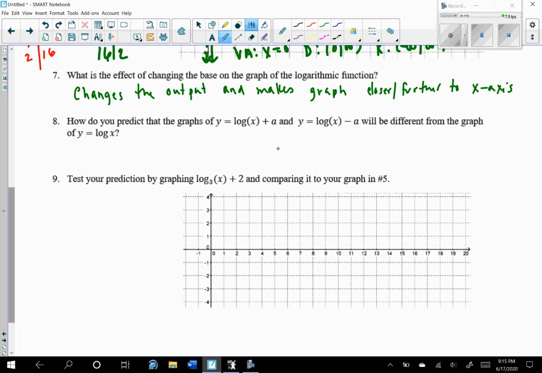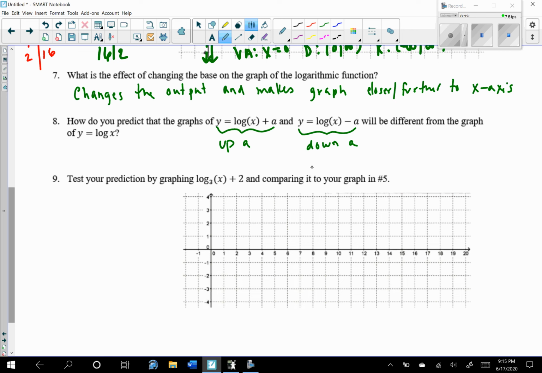I think that this graph right here, plus a, if it's on the outside, think about your quadratic function, think about your cubic function. What happens when you have a value on the outside? Think about the absolute value function that we did. This is going to move it up a units. And what is this going to do? It's going to move it down a units.